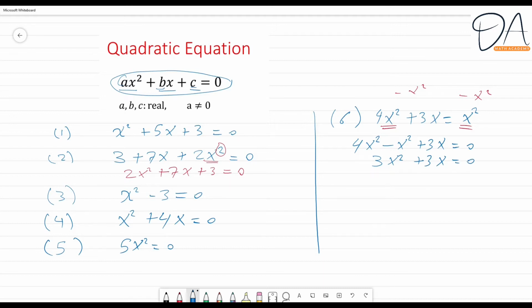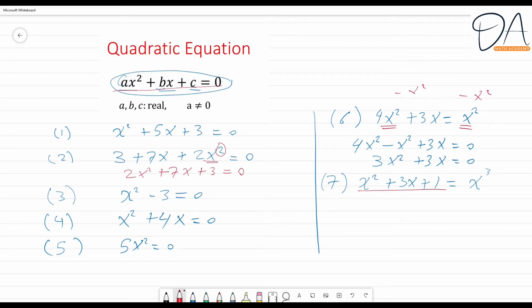Also, it does not have a constant. Look also at another example here: x squared plus 3x plus 1 equal to x cubed. Now, when you look at this side here, it looks similar to the standard form.